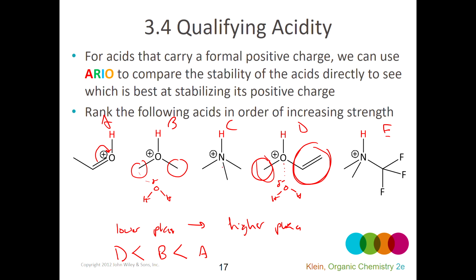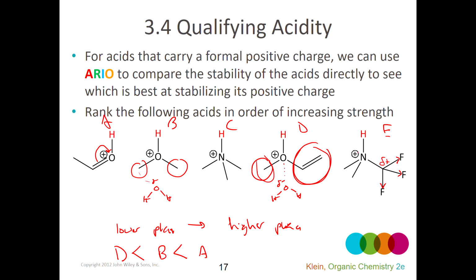So then to compare C and E, I'm looking at the difference. The only difference I'm seeing is the presence of these fluorines. So the fluorines are electronegative. They're the most electronegative atom. They always pull electrons away from other atoms. That's going to create a partial positive. So in this case, the fluorines, through induction, attracting electrons away, creating a partial positive, that destabilizes this molecule.